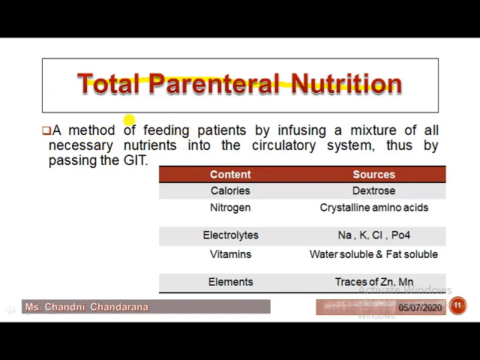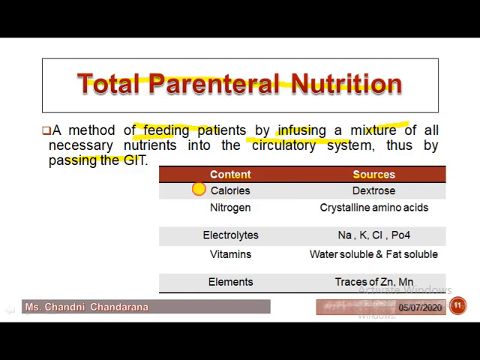So, a method of feeding patients by infusing a mixture of all necessary nutrients into the circulatory system, thus bypassing the gastrointestinal tract. So, which kind of elements, or content, do we require for total parenteral nutrition? These are the source and these are the content.